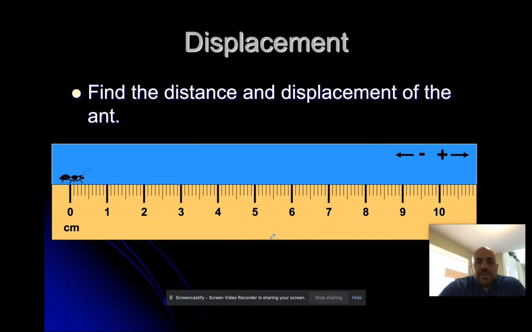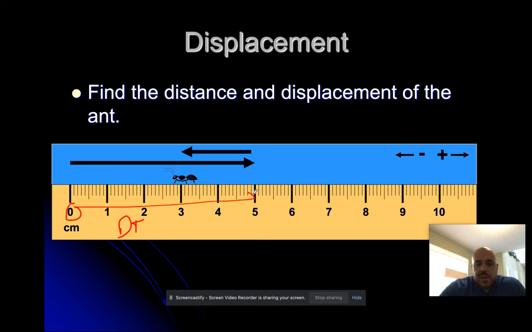All right, let's look at the distance and displacement of this ant. Okay, well, let's do distance first. Again, distance, I'm going to put dt. He went from 0 to 5, and then he went back 2 spots. So 5 in one direction, 2 in the other. All right, so the distance he moved was 7 centimeters. Now dp for displacement.